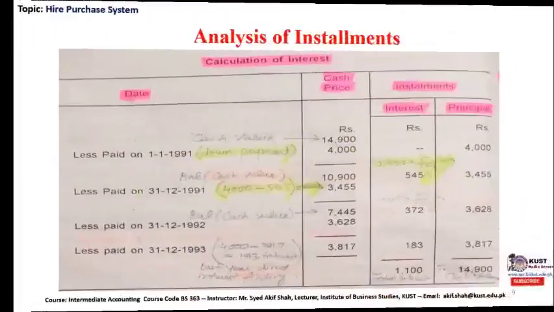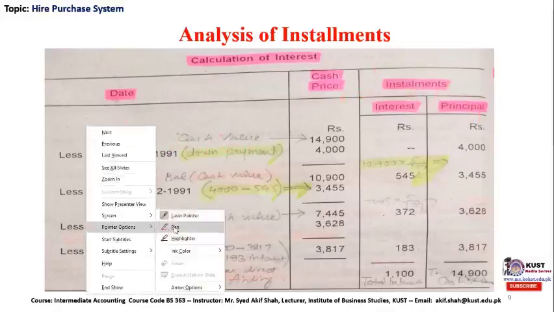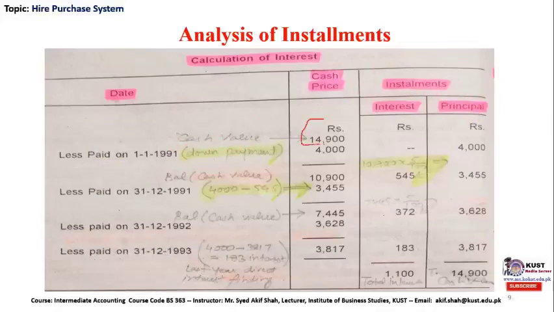Let's do it with the help of a tabulated form or table. Here is the calculation of interest, which bifurcates the interest payment and the principal amount over each installment. The condition was that the cash value of the product was 14,900, as mentioned in this case. It was the cash value. You have to subtract or less the amount paid on the first day.